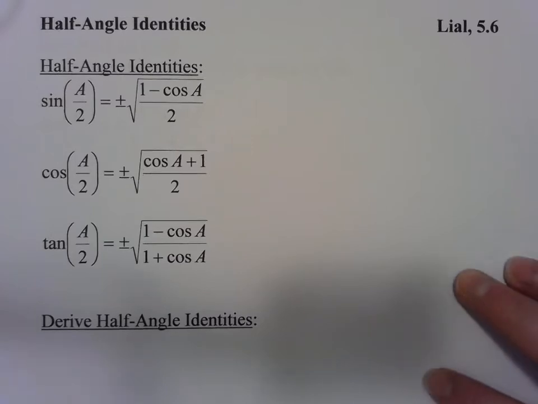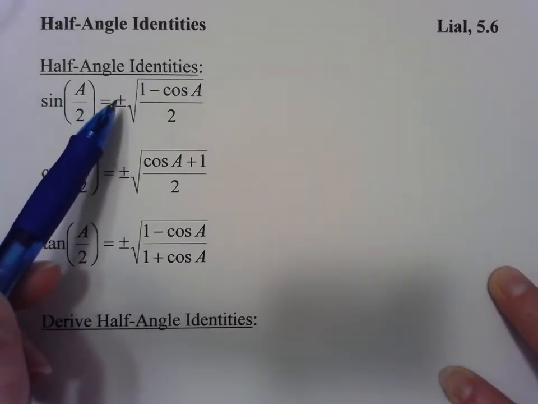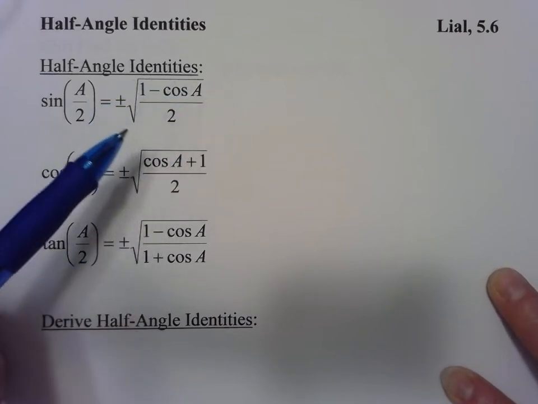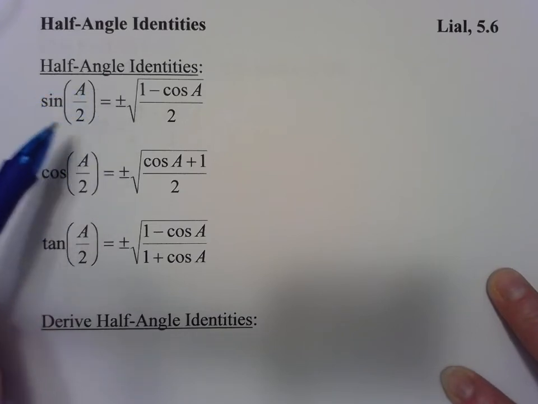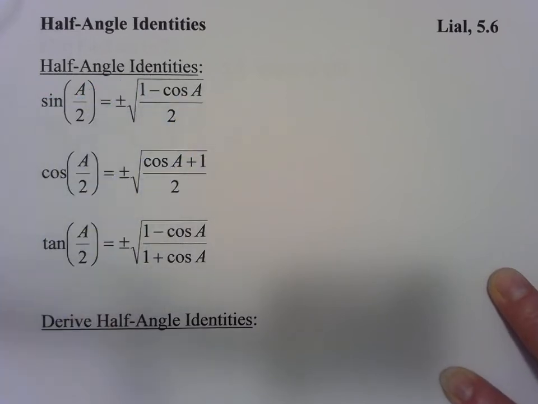Okay, so let's see. We'll start by deriving the sine of a over 2. You can see these are kind of interesting: the plus or minus the square root. That comes from solving. If this were sine squared, then to solve for just the sine, that's when the plus or minus square root would come in. So that might tie into some of the things we've already done.